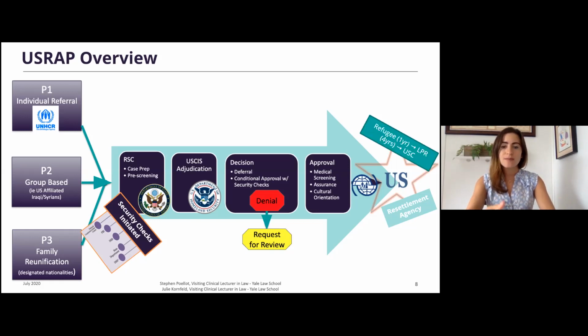After the refugee has been in the States for 1 year, they must apply to adjust their status to that of a lawful permanent resident and receive a green card. Once a refugee has been in the US for 5 years, they have the option of naturalizing and finally becoming a US citizen. So that's the quick overview and the legal framework of processing of the US Refugee Admissions Program.